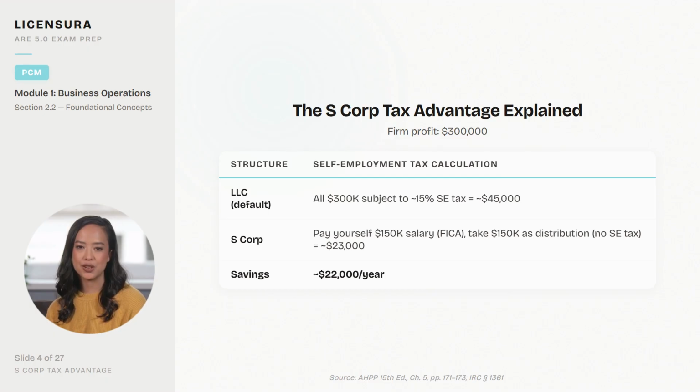Here's how it works with real numbers. Say your firm makes $300,000 in profit. In a standard LLC, all $300K is subject to self-employment tax at roughly 15%. That's about $45,000 right off the top. But in an S Corp, you pay yourself a reasonable salary, let's say $150,000, which is subject to payroll taxes. The remaining $150,000 comes to you as a distribution, with no self-employment tax attached. Your tax bill drops to about $23,000. That's roughly $22,000 in savings every single year, not nothing.